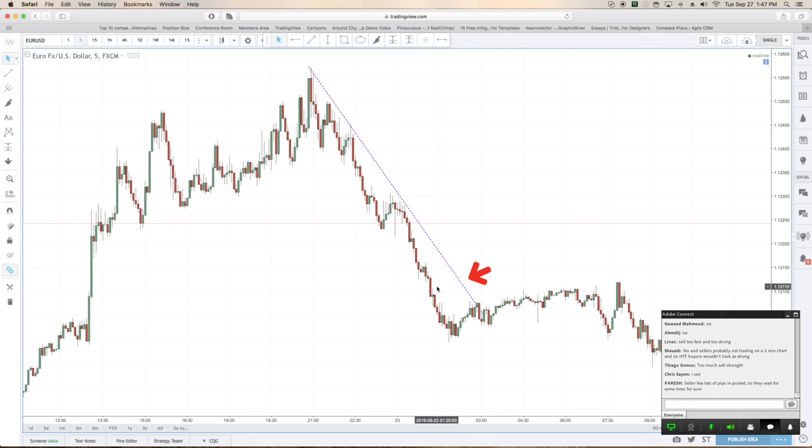Seller has lots of pips in pocket, so they wait for some time for sure. Yeah, you've got to think, and they're aggressive too, right? They're not looking to get rid of this position anytime soon. They have to be in a loss a little bit, and then they're going to be like, oh my god, let me hold it for a little bit longer. Then they quit. They don't quit at the first sign of a loss. Yeah, the sellers are still dominating.